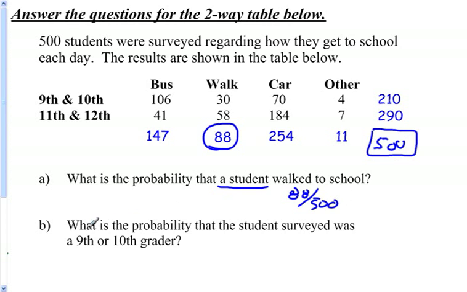The second question says, what is the probability that a student surveyed was a 9th or 10th grader? A lot of people get confused because there's the word or in there, but we have to remember this chart has 9th and 10th graders together. So the probability of a random student being a 9th or 10th grader: I take a look at the chart, and there are 210 9th and 10th graders out of 500 total people. So it's 210 out of 500.